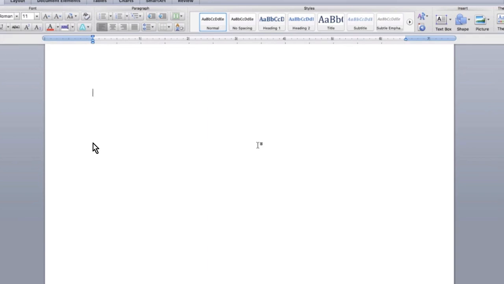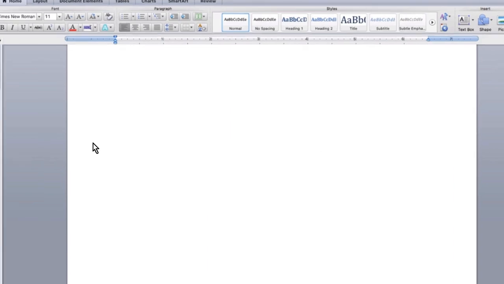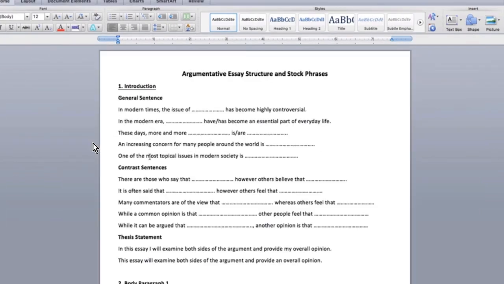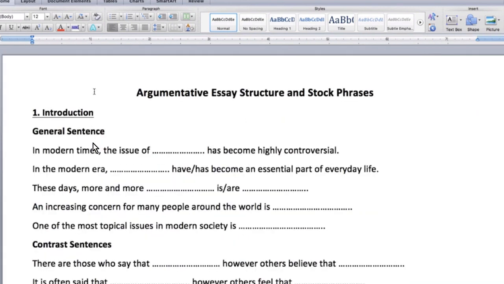To start, I'm going to go to one of my stock sentences. So we'll start with one of the general sentences. In modern times, the issue of, and what is our topic? The topic is what you're going to put in over here. Let me just make this a bit bigger. So, the issue of smoking, of banning smoking in public places. And that's what you'll put in over there.